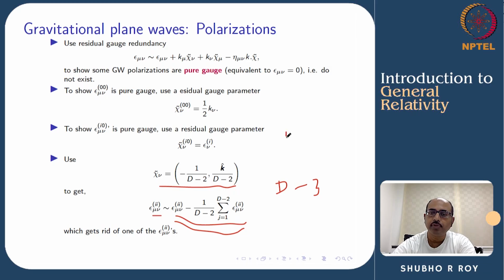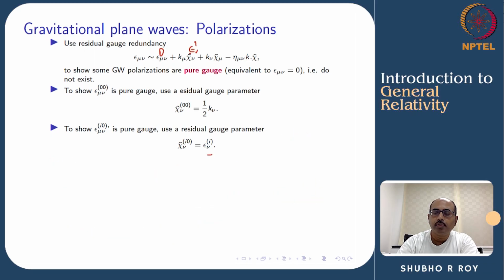So there are d minus 2 polarizations to start with, and after gauge transformation, if I add them, their sum is 0. This is the idea of linear independence or dependence in vector spaces. If you have d minus 2 different vectors and their sum is 0, that means one of them can be determined in terms of the others. So the number of independent ones is going to be d minus 3. Okay, so we get rid of one of these epsilon mu I.